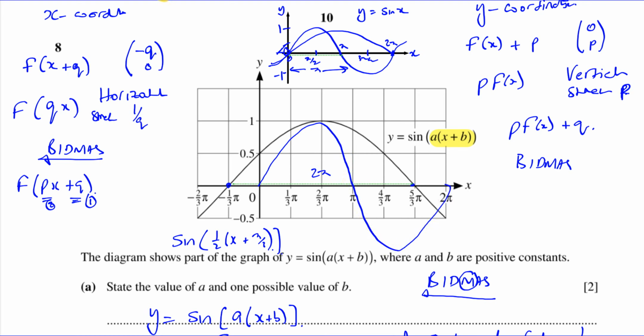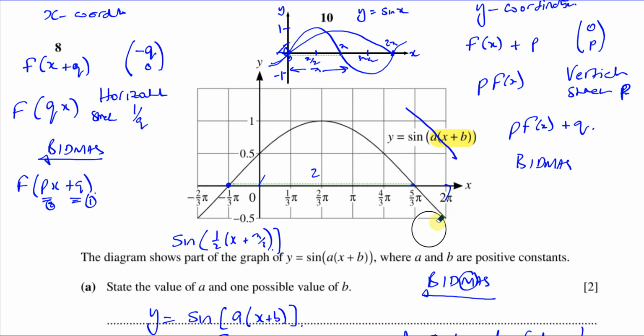So what's happened? It's been stretched by a factor of 2 first. So it became like this. And then it was shifted to the left pi over 3. So it ended up looking like that. Okay, so that's exactly what's happened here. Okay, so I hope that was clear.